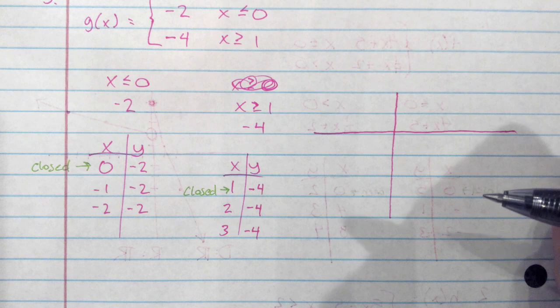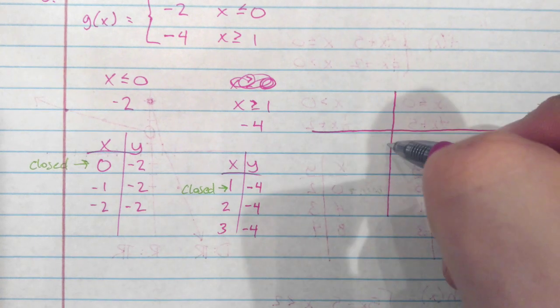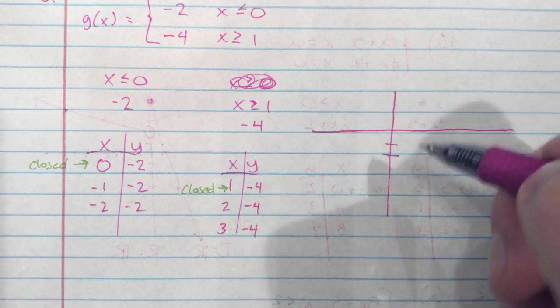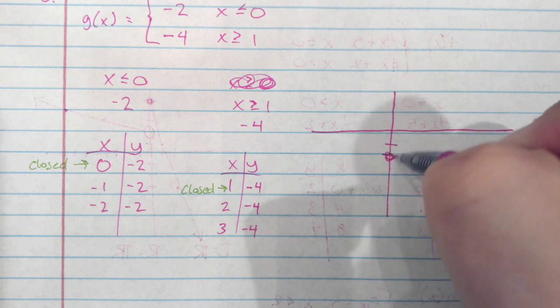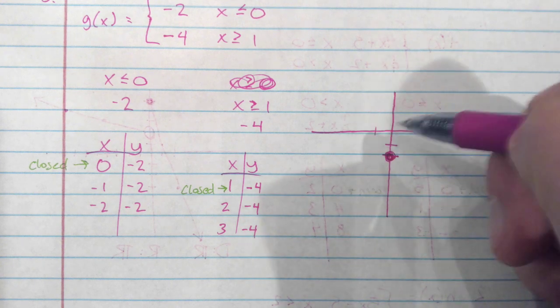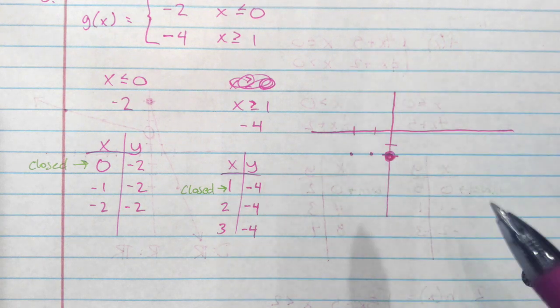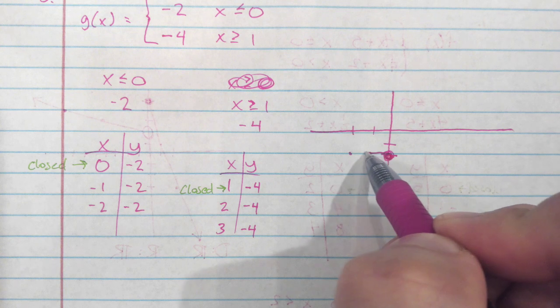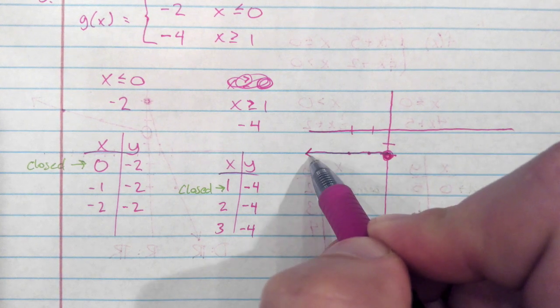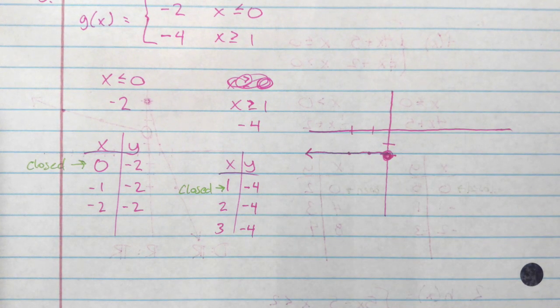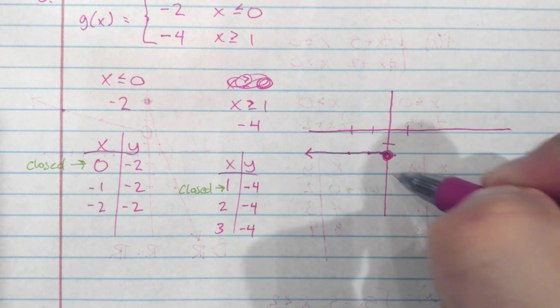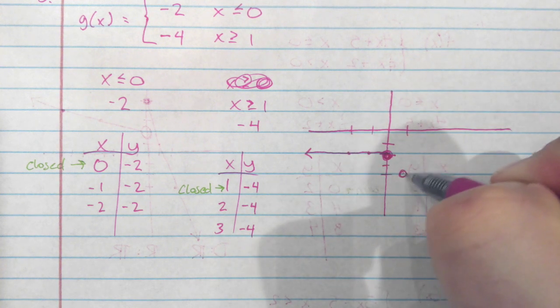Okay. My first point is at 0, negative 2. And it's a nice big closed circle. My next one is at negative 1, negative 2, and negative 2, negative 2. Whatever we pick, so it's a horizontal line that direction. The other one is at 1, negative 4. Nice big closed circle.